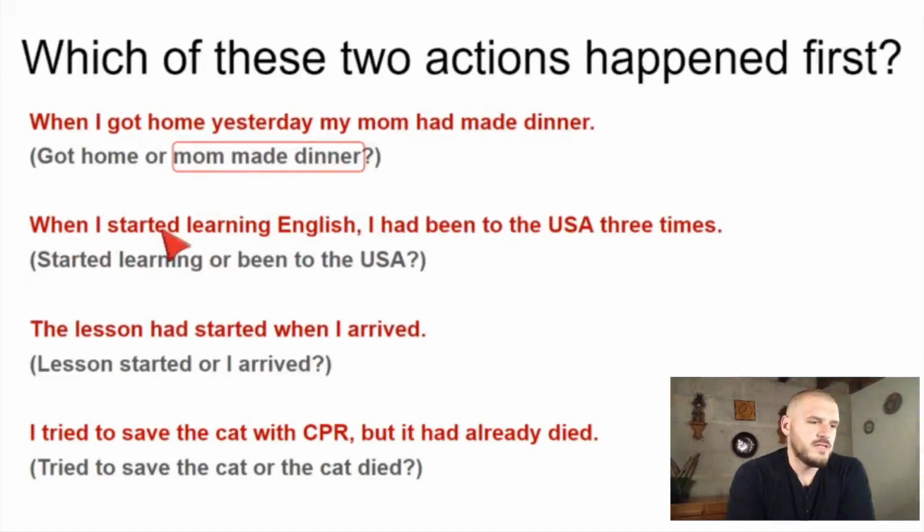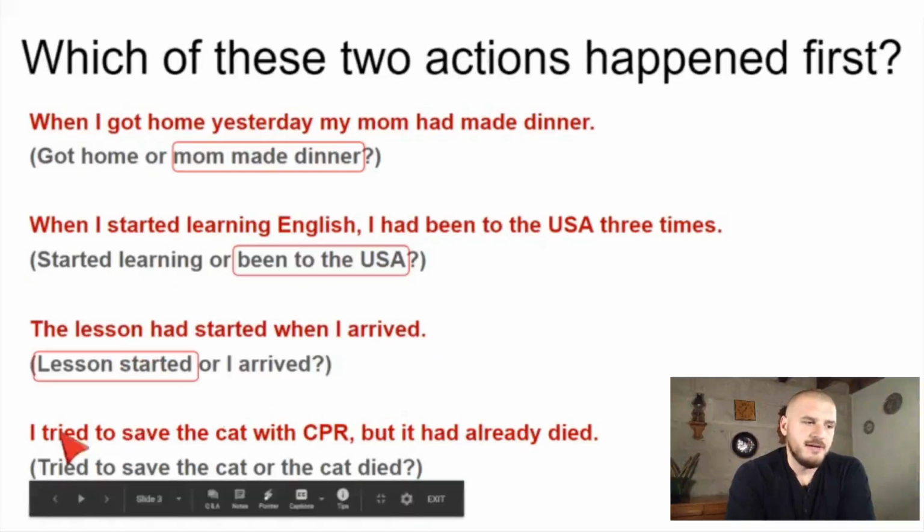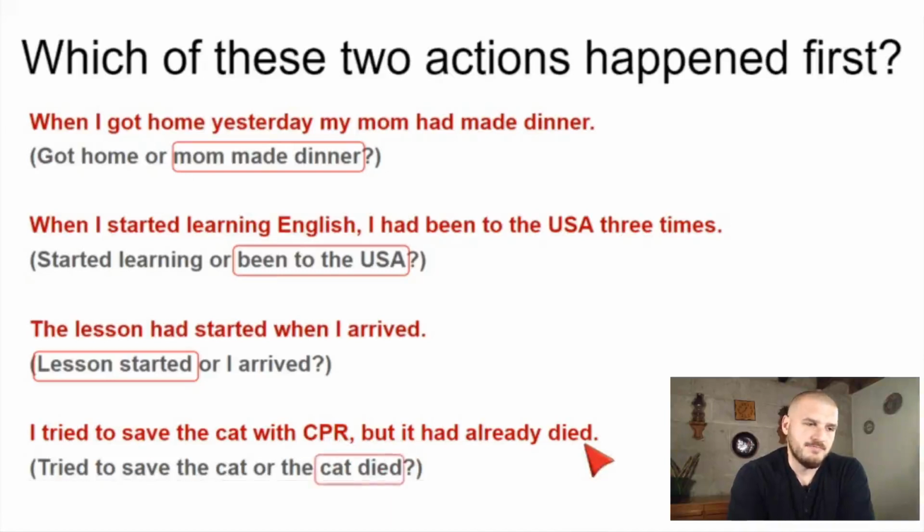Let's continue. When I started learning English, I had been to the USA 3 times. What happened first? Started learning English or had been to the USA? Been to the USA. The lesson had started when I arrived. What happened first? The lesson started or I arrived? The lesson started. And finally, I tried to save the cat with CPR, but it had already died. What happened first? I tried to save the cat or the cat died? The cat died.